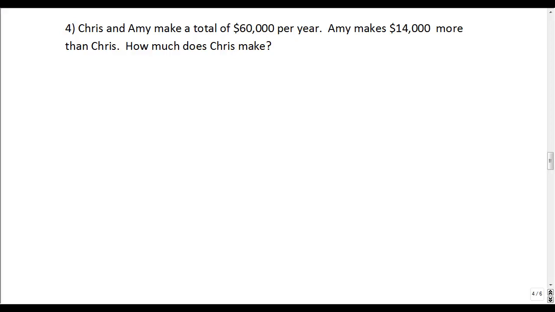This says Chris and Amy make a total of $60,000 per year. Amy makes $14,000 more than Chris. How much does Chris make? Okay. Now, this one I think is not really a multiplication question. So what we've got here is Chris makes some amount. Amy makes some amount. And what we're going to do is add these values here, and that gives us the combined amount.